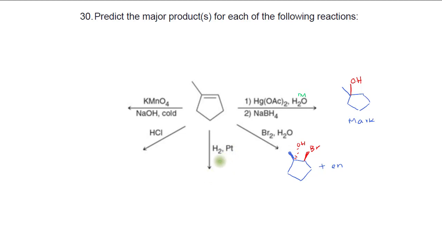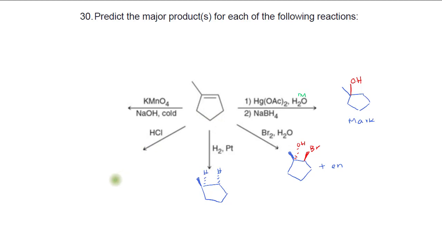Hydrogen platinum is our reducing reagent. And that will reduce the methyl group, and we'll get 2 hydrogens there. And that will be a syn addition. So if you want to draw the hydrogens in, you can.